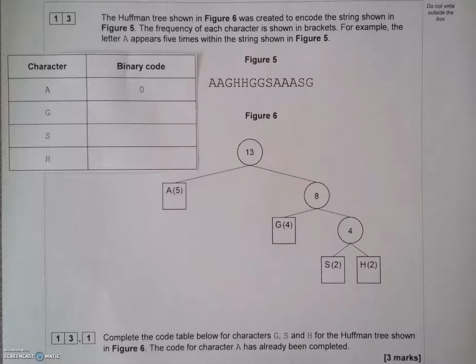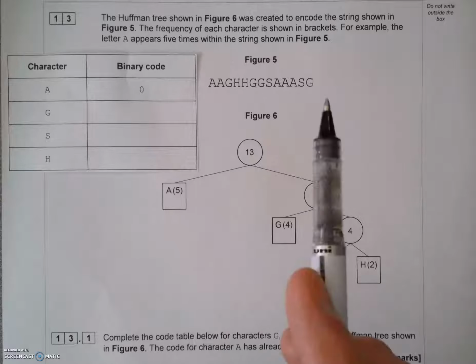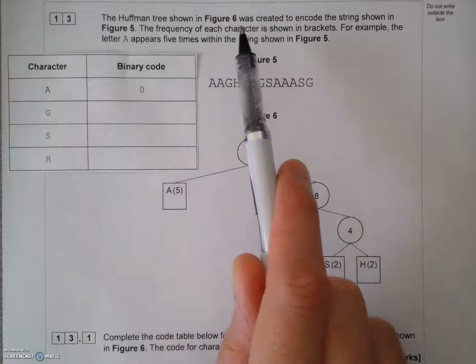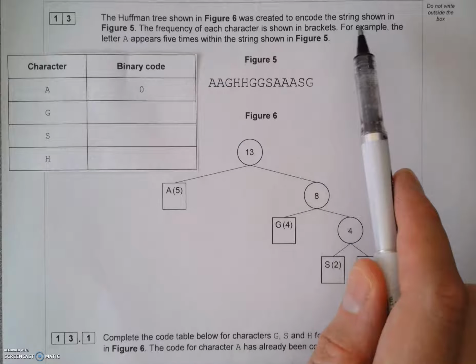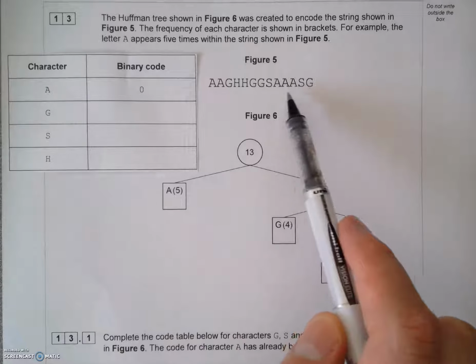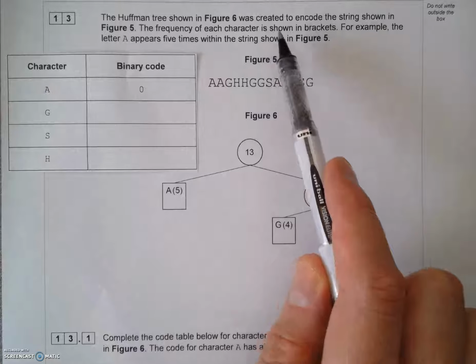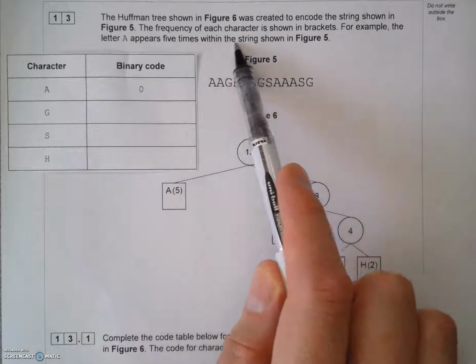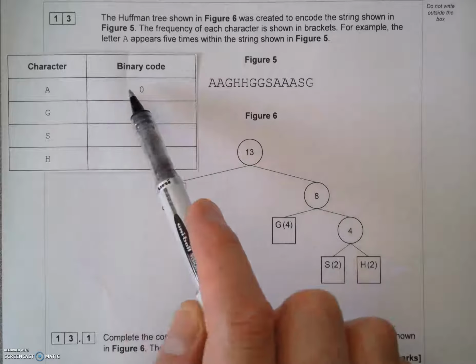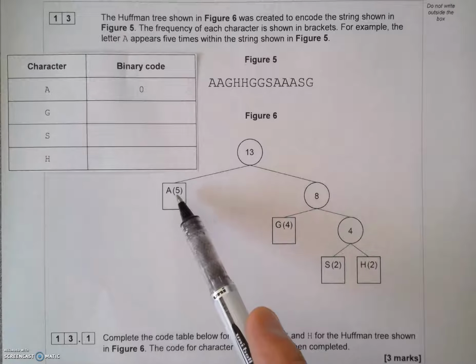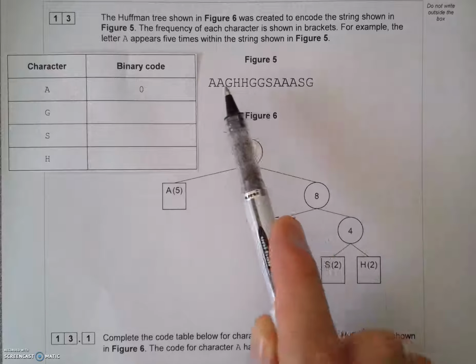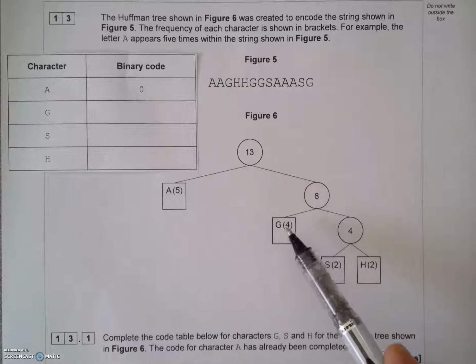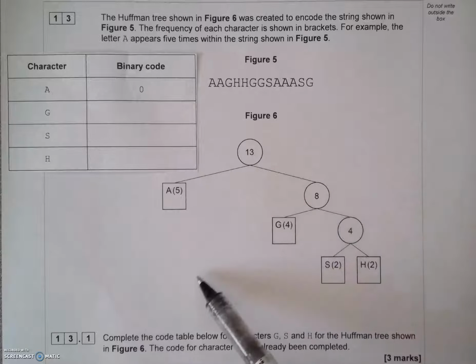Now this one's worth 3 marks, and the question says a Huffman tree shown in figure 6 was created to encode the string shown in figure 5. That's the string there. The frequency of each character is shown in the brackets. For example, the letter A appears 5 times within the string shown in figure 5. Okay, so in the brackets there, that says that A appears 5 times, G appears 4 times, etc. Complete the code table below.